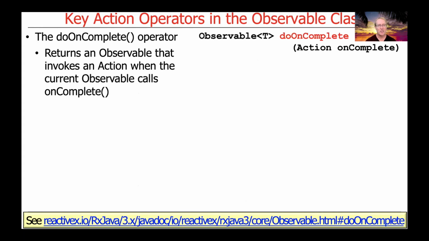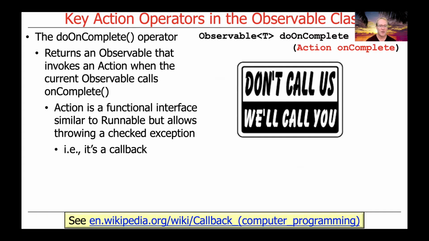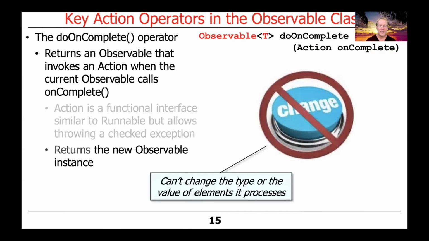Let's now turn our attention to the doOnComplete operator. This operator returns an observable that invokes an action when the current observable calls onComplete. The action, of course, as we talked about before, is a functional interface very similar to Runnable, but it allows throwing a checked exception. In other words, this action parameter is a callback as it was before. As with doFinally, doOnComplete returns a new observable instance, but it can't change the type and it can't change the value of any elements that it processes.